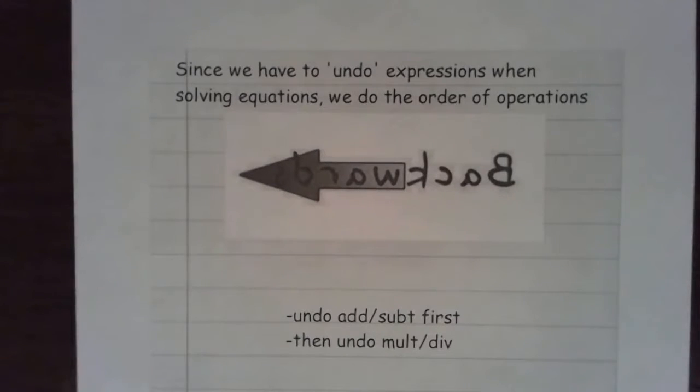Since we have to undo expressions, we have to undo our PEMDAS. So instead of multiplying first, we're actually going to add and subtract first. Then we're going to multiply and divide. Okay? Please make sure that you have all this in your notes. And now we are going to proceed to some examples.